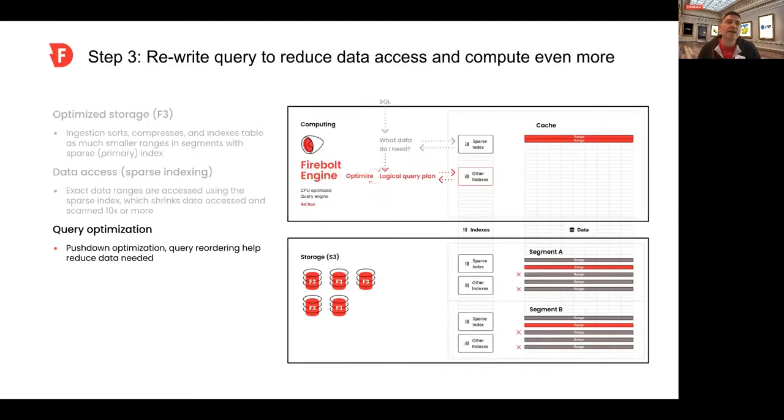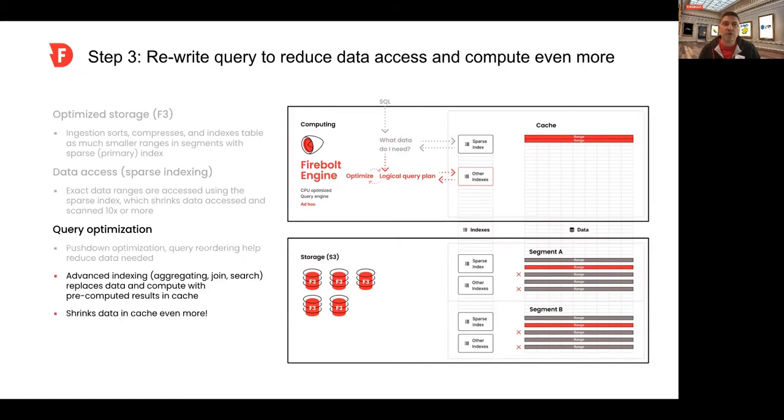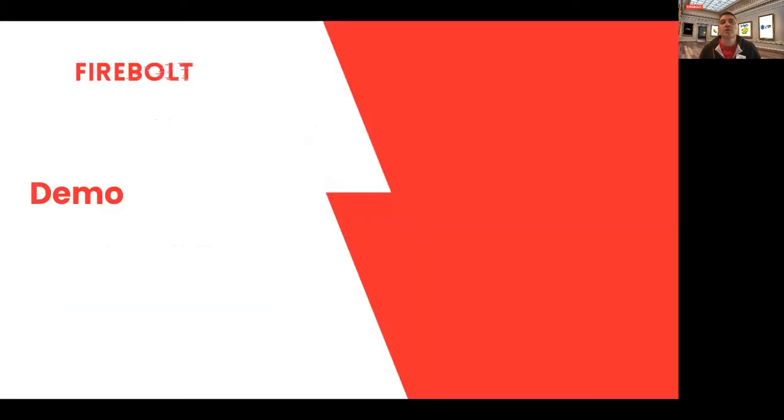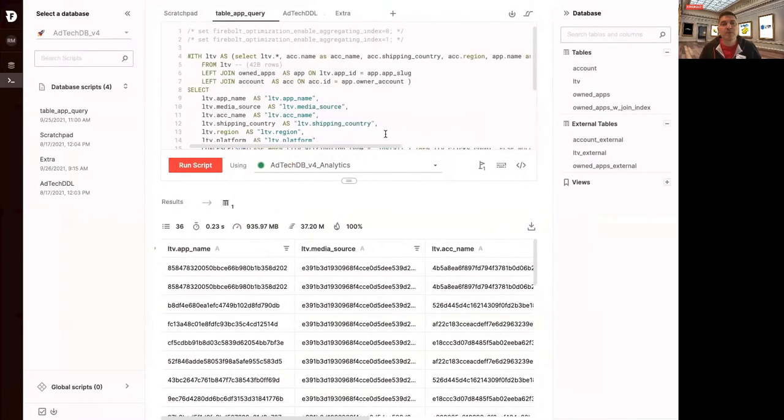If you saw the last episode on query optimization, you might remember that little box, other indexes, during the query optimization. There are lots of other indexes the query optimizer can use. In particular, you can have any number of aggregating or join indexes associated with any table. But let's see it in action to see how the query optimizer actually uses these indexes and what these indexes look like. So I'm back in Firebolt Manager.